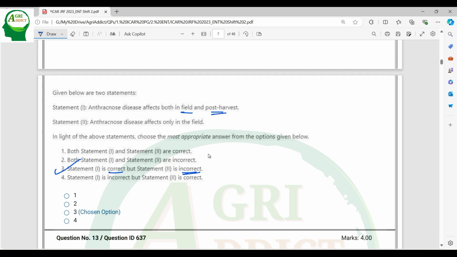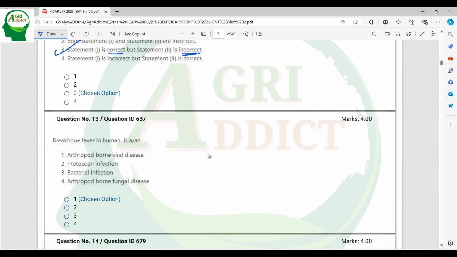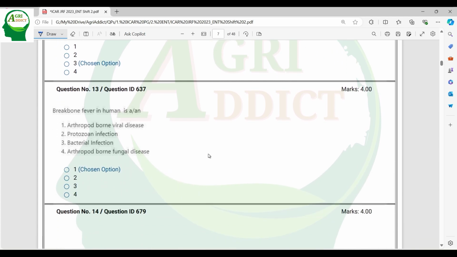So this question is from plant pathology, okay. So plant pathology is also very important for the entomology paper in JRF, and also SRF it is a subject as well.